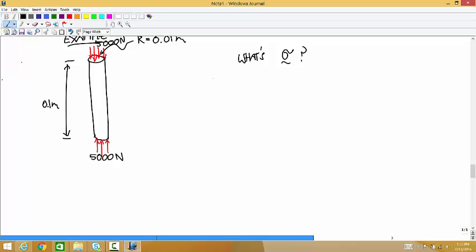So this traction, force per area, is equal to 5,000. Well, let me leave the negative off for now. So 5,000 divided by the area of the loaded face. The loaded face has an area of pi times 0.01 squared. And that gives you a value of 1.59 times 10 to the 7 pascals.